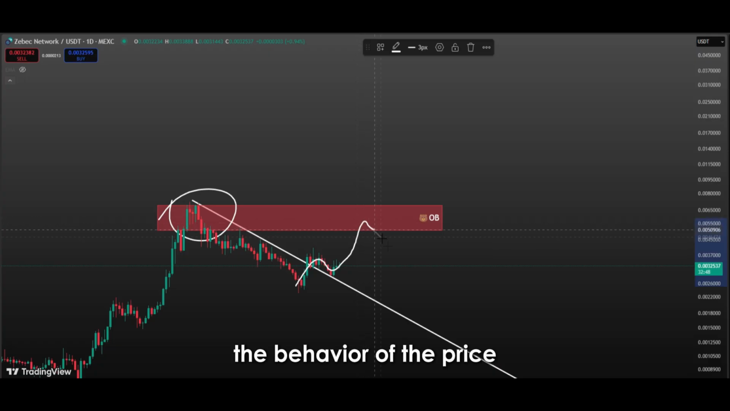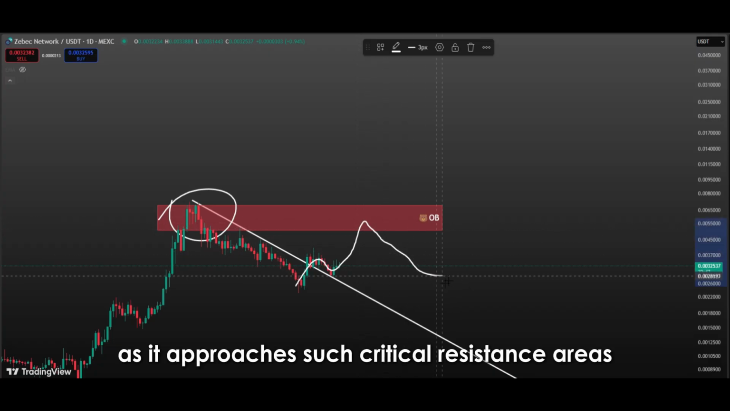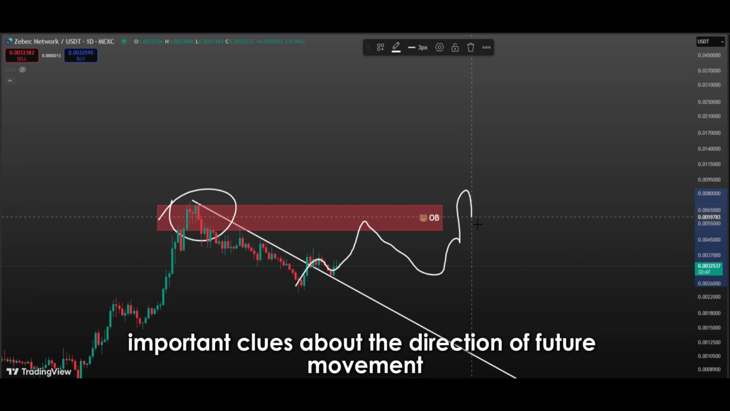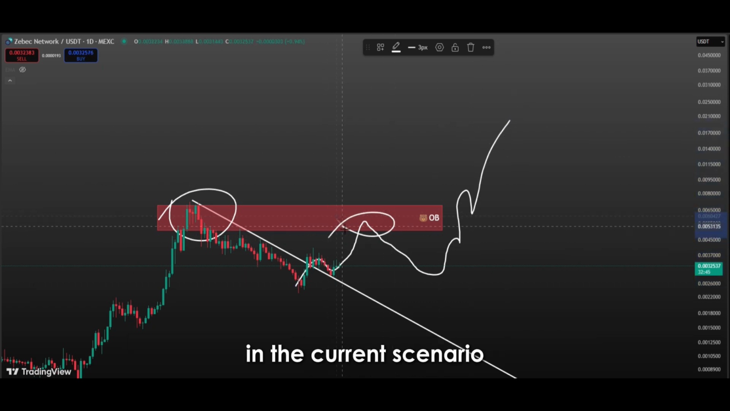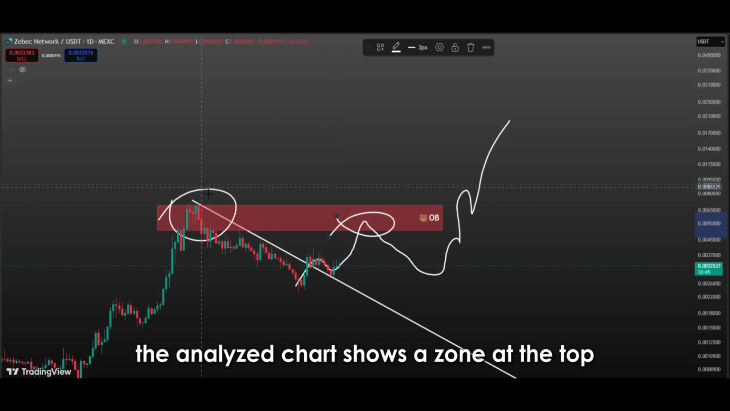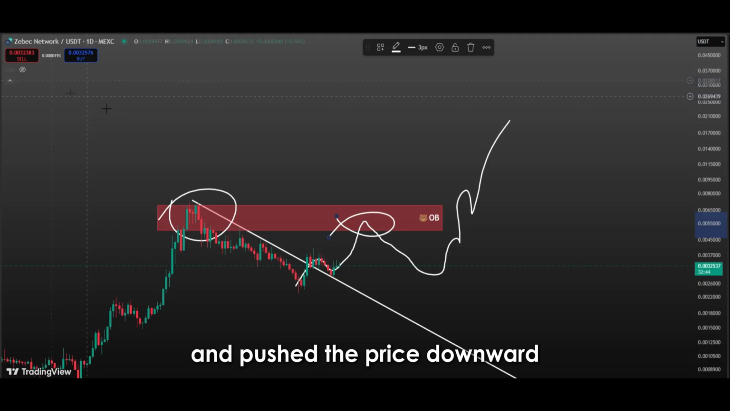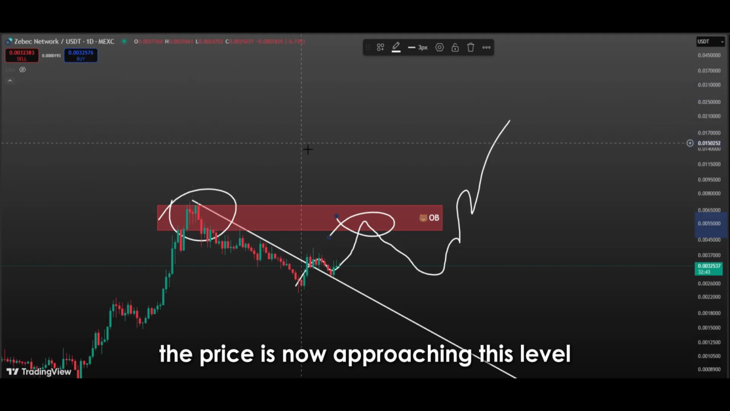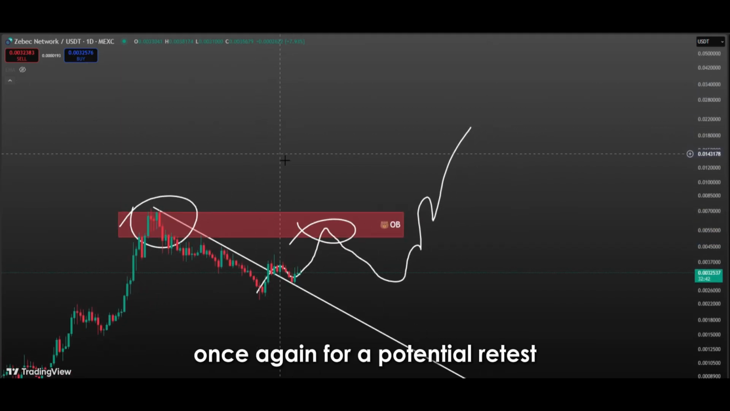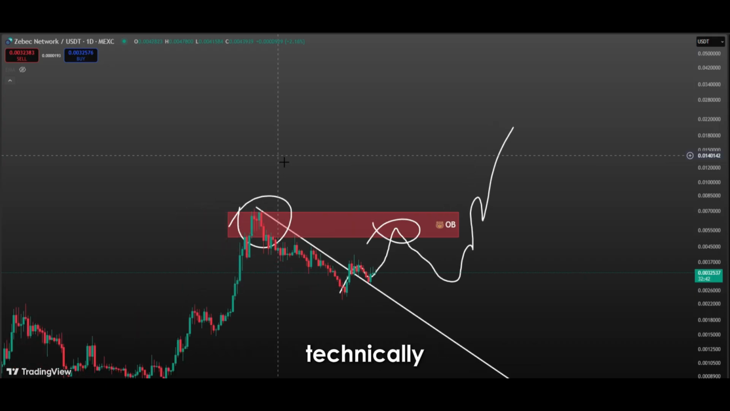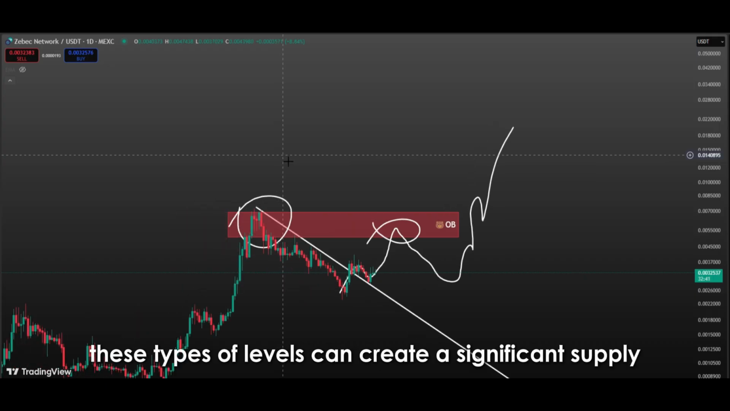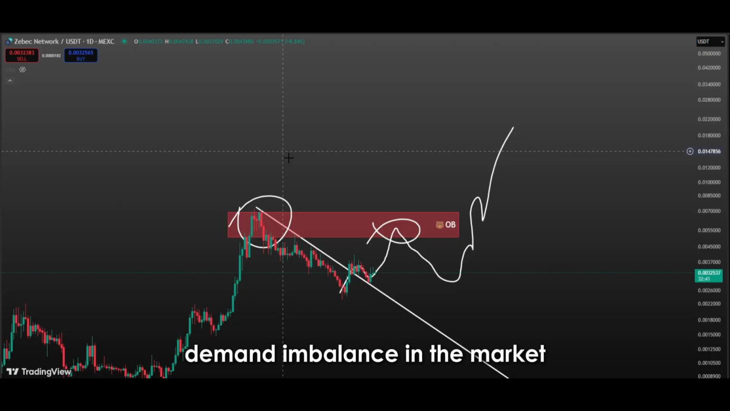The behavior of the price as it approaches such critical resistance areas offers important clues about the direction of future movement. In the current scenario, the analyzed chart shows a zone at the top where heavy selling previously occurred and pushed the price downward. The price is now approaching this level once again for a potential retest. Technically, these types of levels can create a significant supply-demand imbalance in the market.